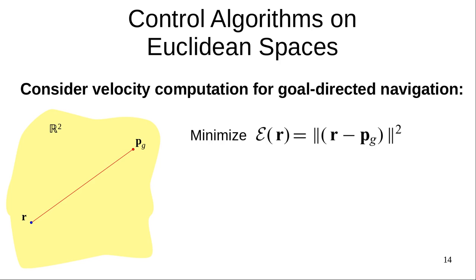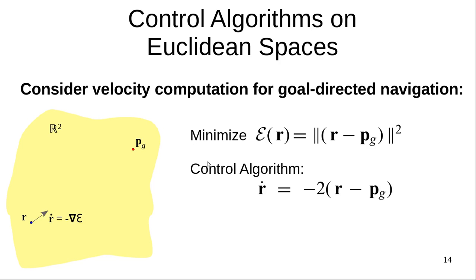So here is a simple illustration. Suppose we want to minimize the square of the distance, right? So suppose our robot is here and here is the goal, and we want to minimize the square of the distance to the goal. So that will give us a control algorithm that will take us to the goal, right? And in this case, because it's a Euclidean distance, we can write down this control algorithm in this closed form.